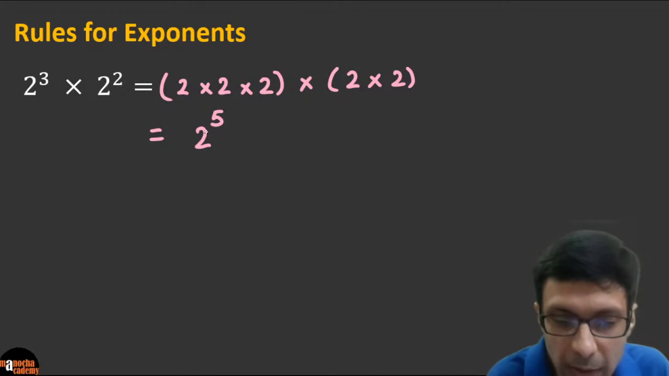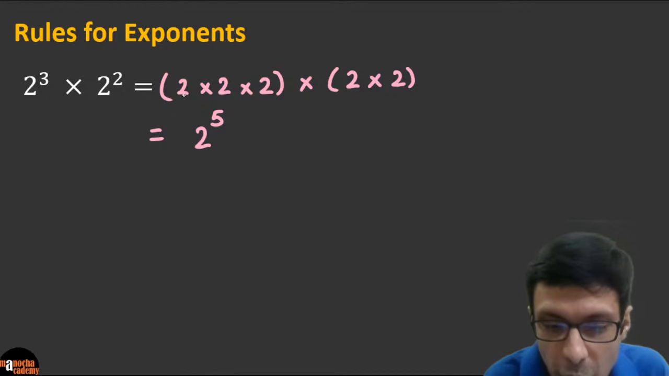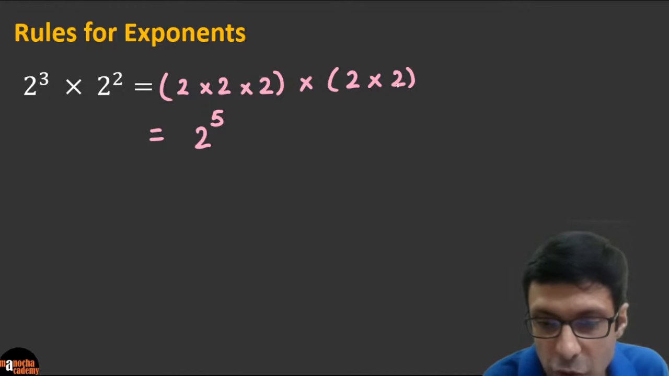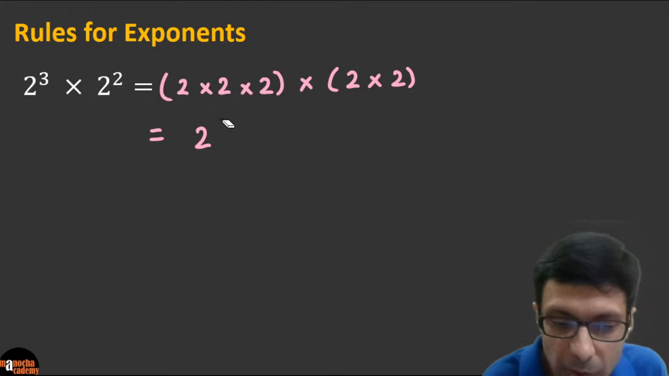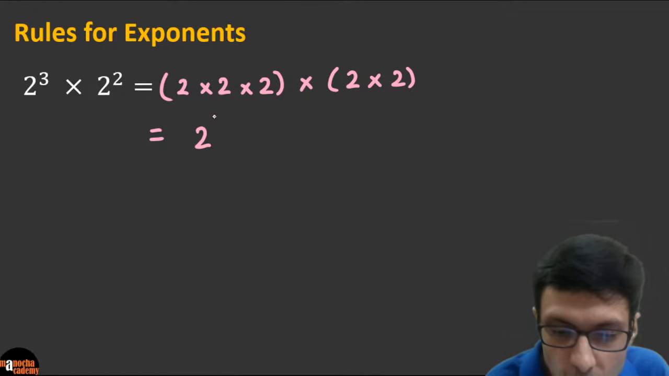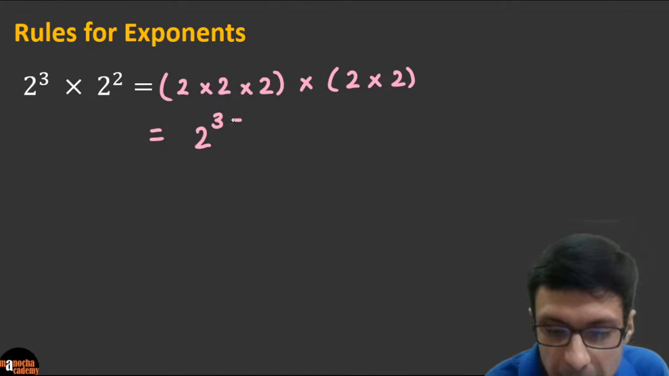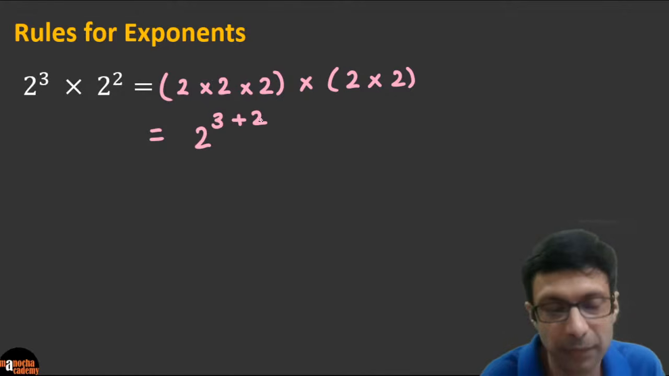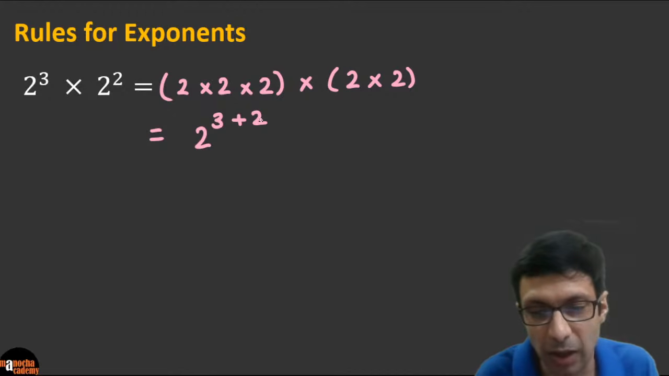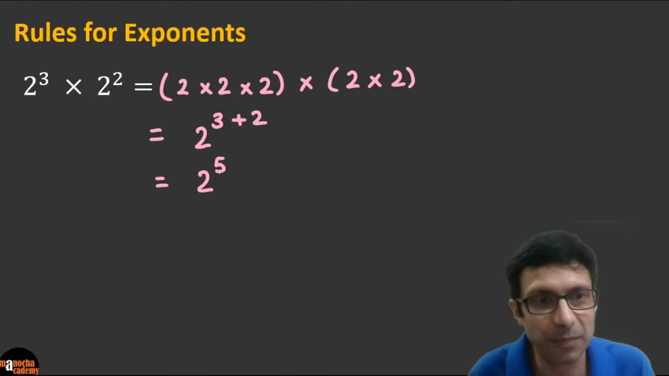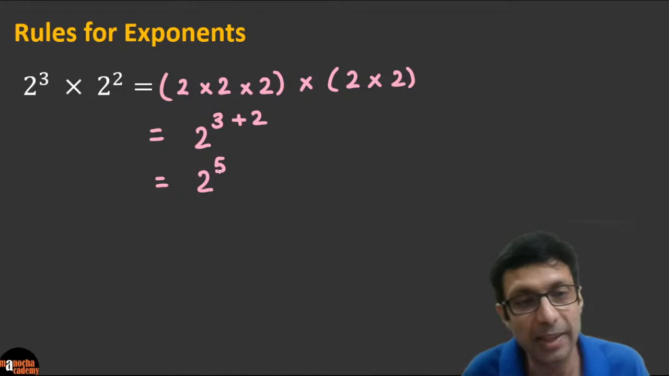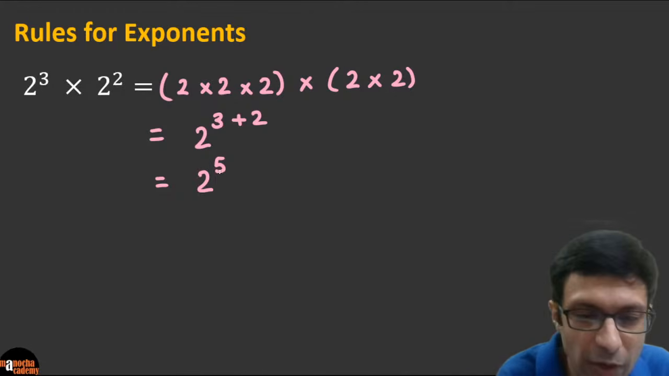Now, if you carefully look here, why do we have that? Because you have 3 2's here and 2 2's, right? So basically what we were doing is we are adding the powers. So it's basically 2 to the power 3 plus 2. Can you see? Because we have 5 of them, which is basically equal to 2 to the power 5. Right, guys? Okay. So can you see that? We are basically adding the powers, 3 plus 2.